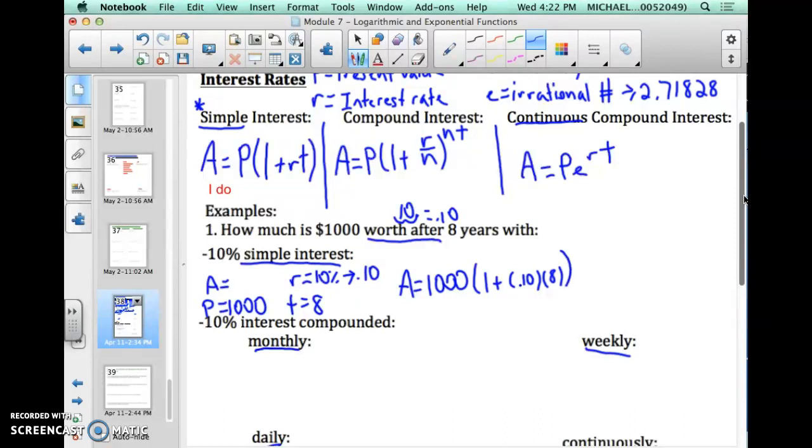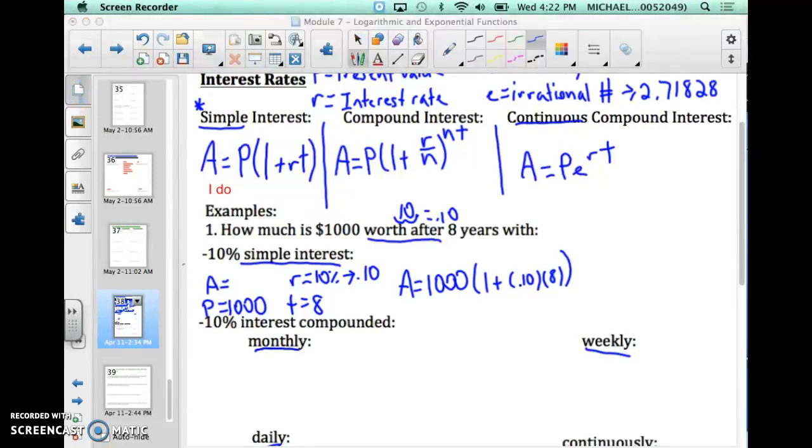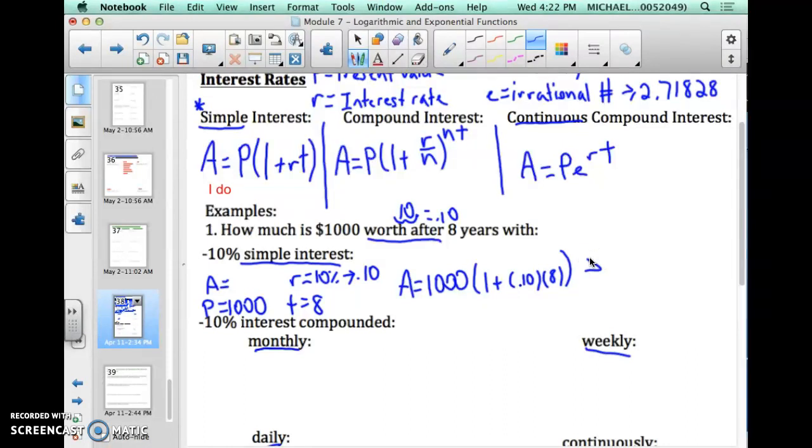And if I simplify this math, that will give me my A, my future value of what this loan, or how much $1,000 would be worth if you were investing it into something. So let me go ahead and calculate that. After doing the math, I get my future value to be $1,800.